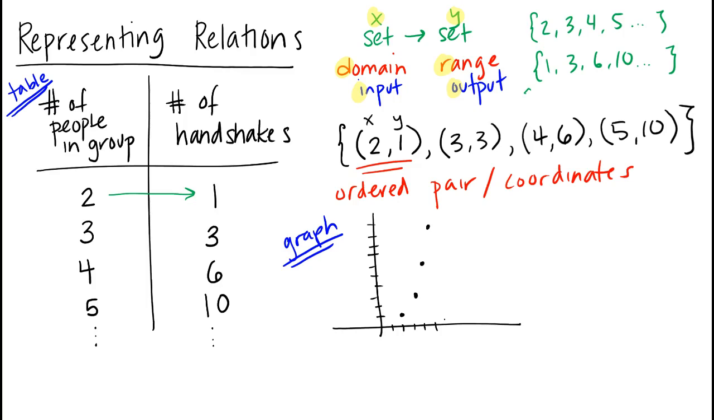And this is a graph where it wouldn't make sense for us to connect all of this with a line because there is no way to have 1.5 or 2.5 people in a group. So we would actually just want to leave this as those points floating about.